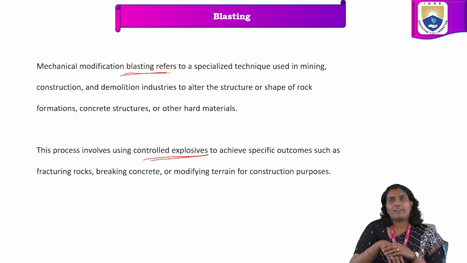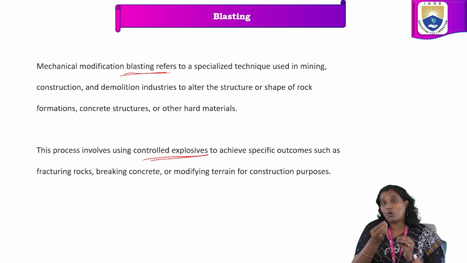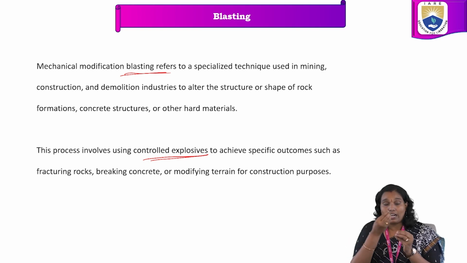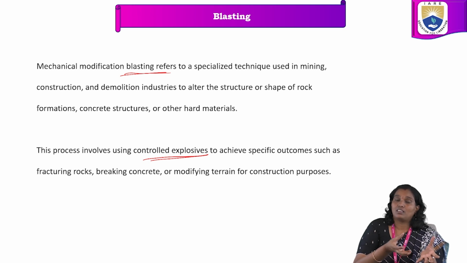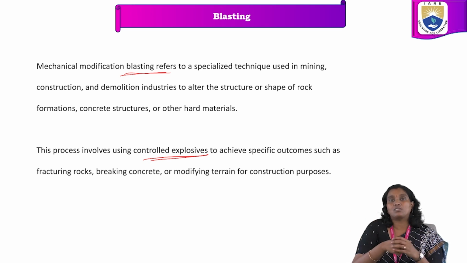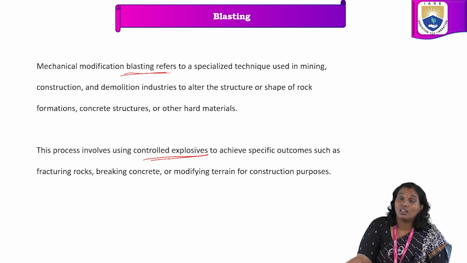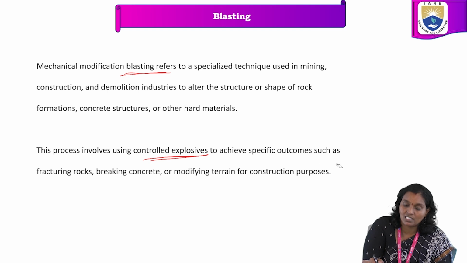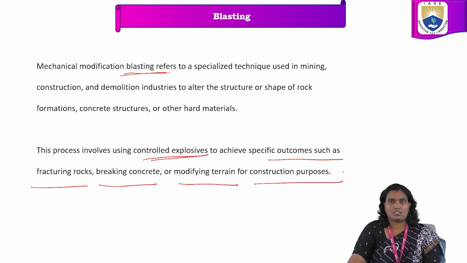Whenever we are doing this blasting, we control how much quantity of explosives is required, how it affects, and how hard the material is. These are all various parameters we have to calculate. For that purpose, we use these controlled explosions to achieve specific outcomes such as fracturing rocks, breaking concrete, or modifying terrain for construction purposes.